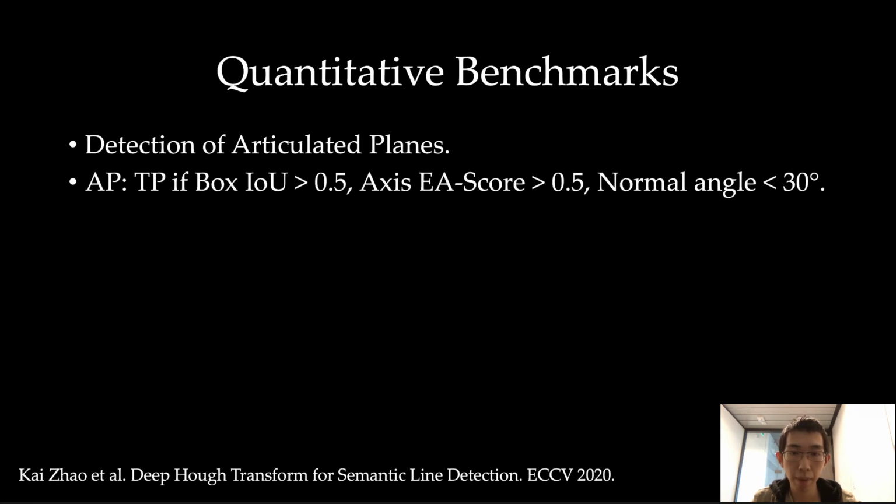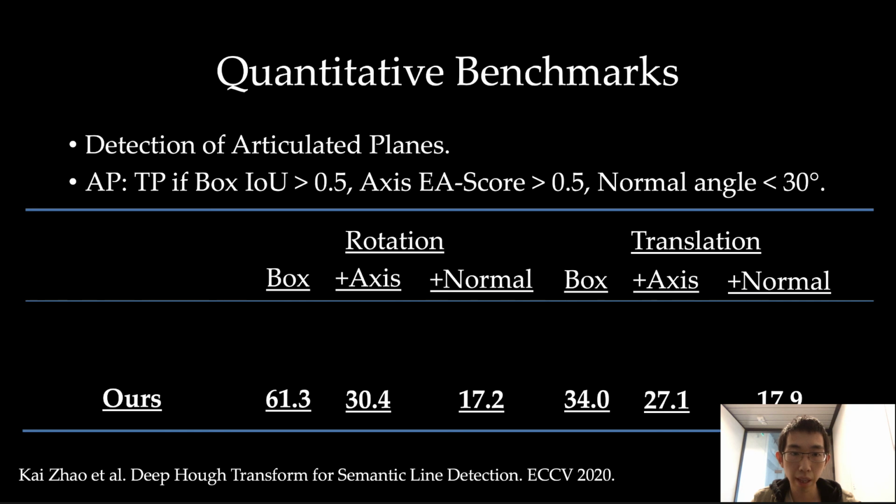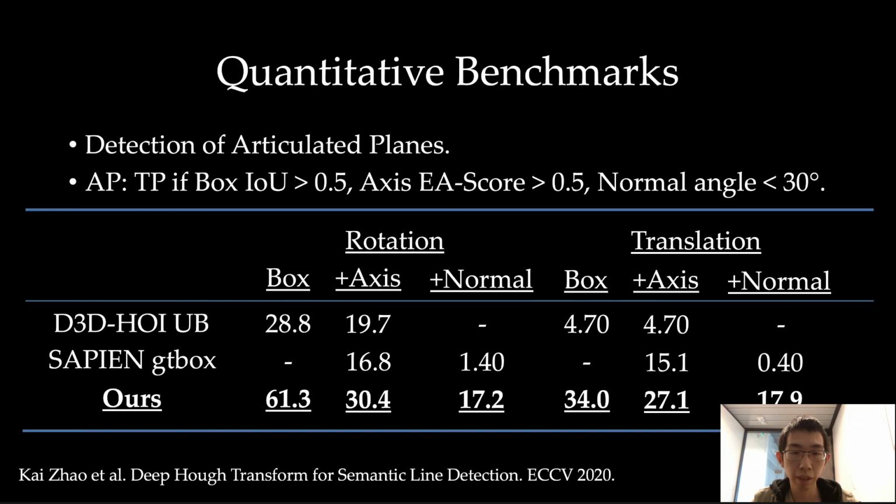We evaluate Sapien and D3D-HOI on the task of articulation detection and use AP as the standard benchmark. The prediction is a true positive if the bounding box IOU is larger than 0.5, the axis EA score is larger than 0.5, and the normal angle is smaller than 30 degrees. Here are our results. We end up with a box AP of 61.3, which is much higher than D3D-HOI. Our results are also much better than Sapien with ground truth bounding boxes on the box plus axis and box plus axis plus normal AP.